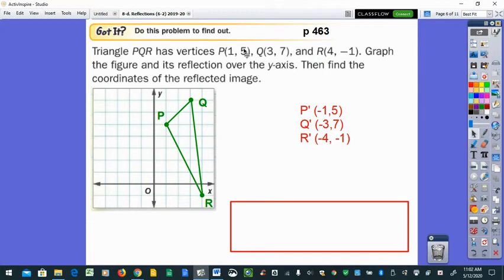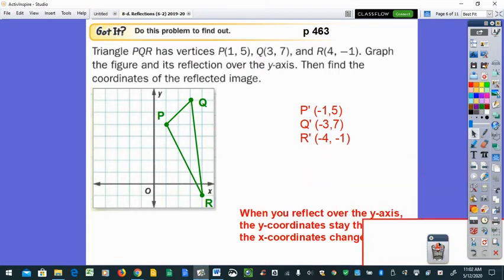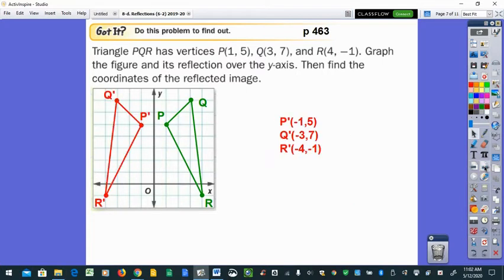So there are two ways to kind of graph this reflection. You can graph the original and just count: if Q is 3 to the right, Q prime will be 3 to the left. You can do it that way. Or you can change the coordinates and then come over here and plot that Q will be -3, 7, Q prime. So again, remember, since we're going over the y-axis, the y stayed the same and the x's changed sign. And if we plot that image, it will look like this.